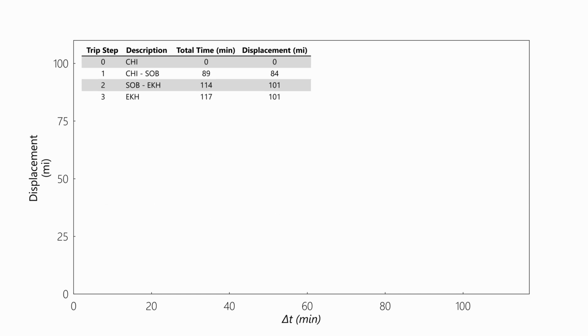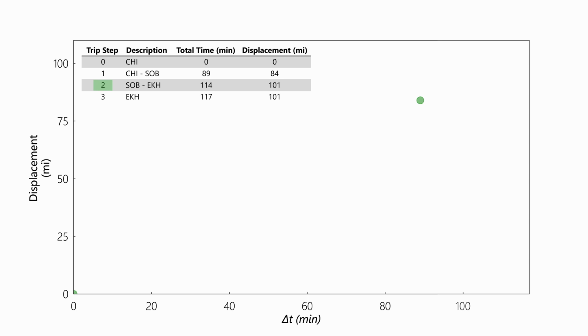We know at the beginning, on trip step 0, the train is at the Chicago station and hasn't traveled anywhere yet. So we can plot the first point on the origin at 0 minutes and 0 miles. The train then proceeds to travel 84 miles in 89 minutes to SOB, or the station located in South Bend, Indiana. We can plot that point next. The train doesn't stop for long at SOB, and then proceeds to travel 17 miles in 25 minutes to the EKH station in Elkhart, Indiana.